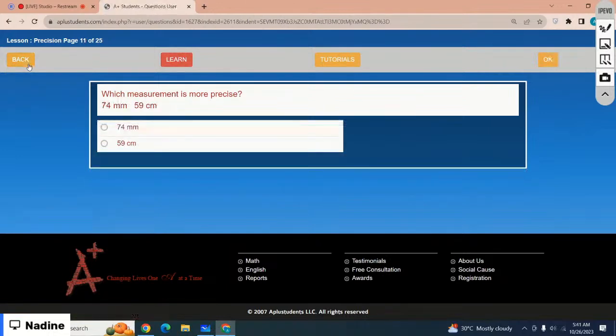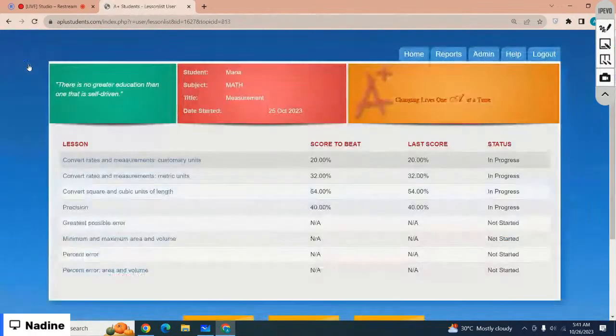So we're working on grade 10 math. The chapter we're working on is measurement, and the lessons we have covered today are convert rates and measurements customary unit, convert rates and measurement metric unit, convert square and cubic units of length, and precision. Please make sure before the next session you complete all the practice questions for the lessons we did today. That is your homework until the next session.